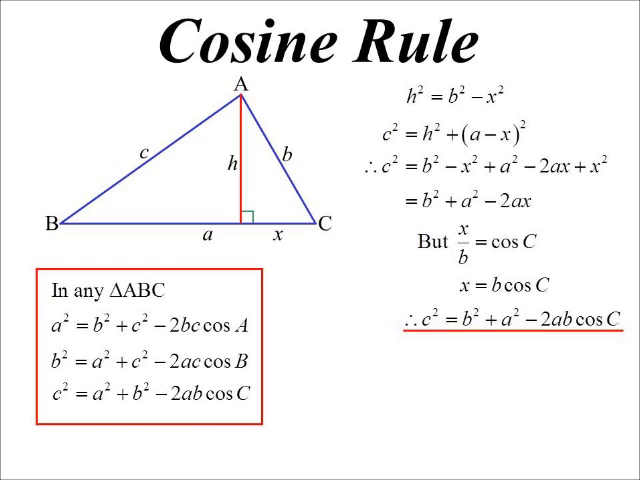See, if I was in a right-angled triangle, that angle would be 90 degrees, and the cosine of 90 is 0. So the minus 2bc cos A bit disappears and you get Pythagoras' theorem: a squared is b squared plus c squared. So it's an extension of Pythagoras, if you like.